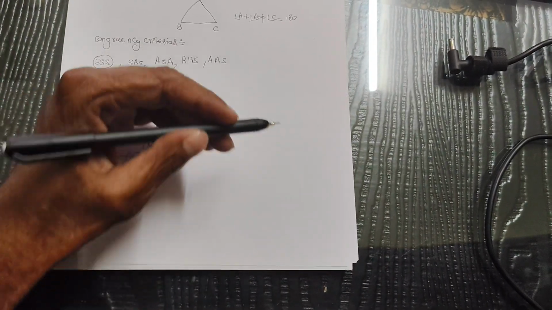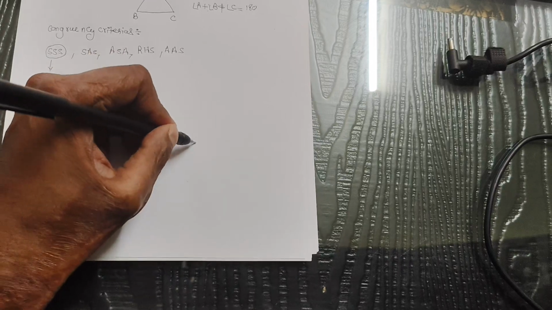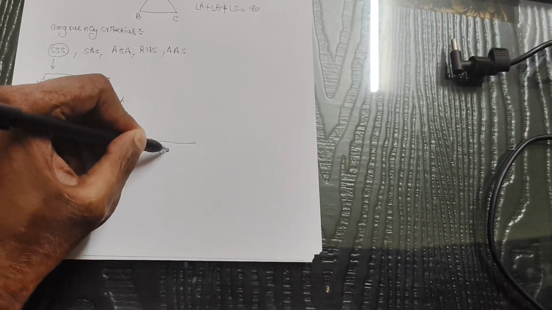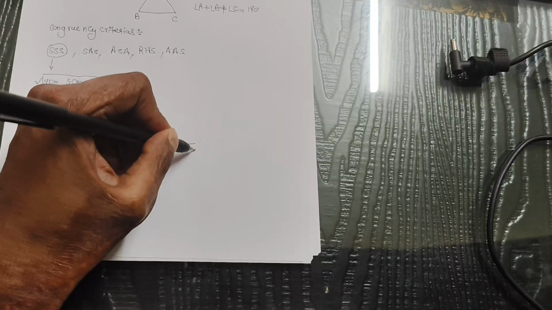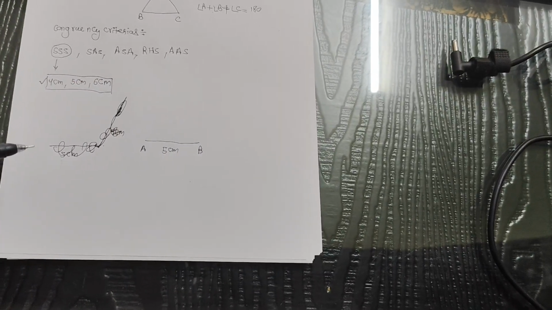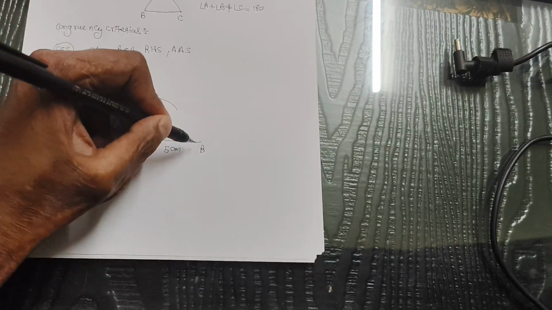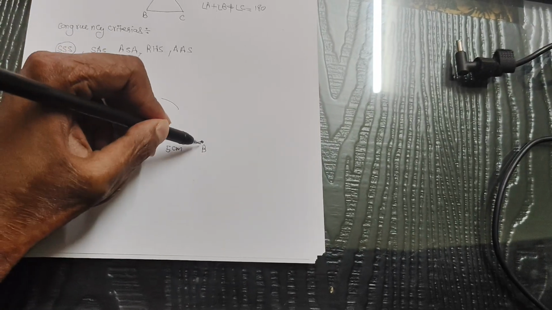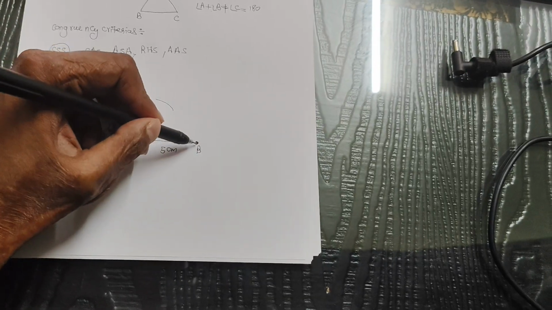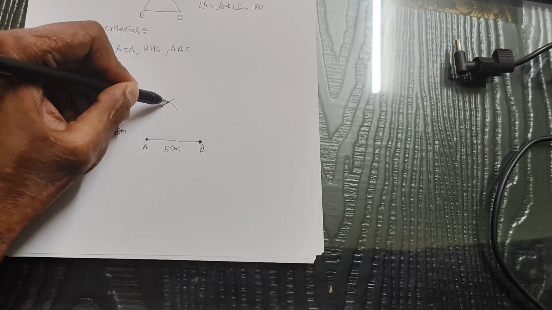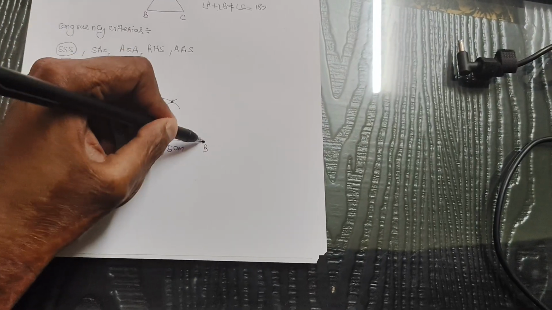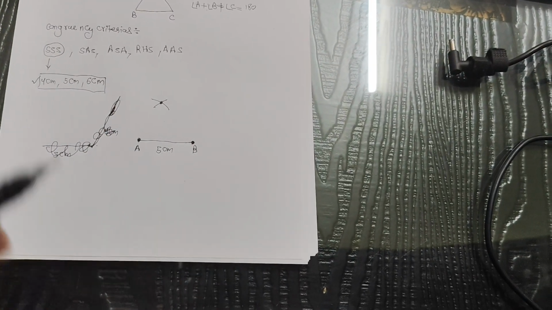Then if I start from anywhere in these three sides, I'm going to manufacture the same triangle at any cost. For example, if I start with 5 centimeters, I'm considering this line segment as AB. If I take A as the center and draw an arc of 4 centimeters, and take B as the center and draw an arc of 6 centimeters, they cut. It's a fixed point. At any cost, we're going to get only one triangle.